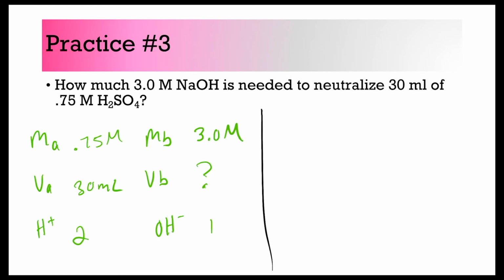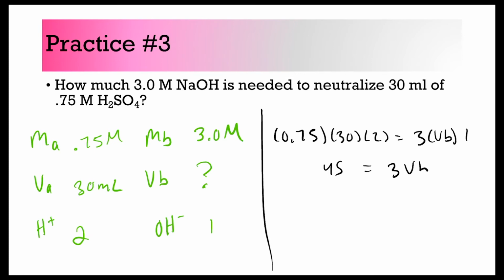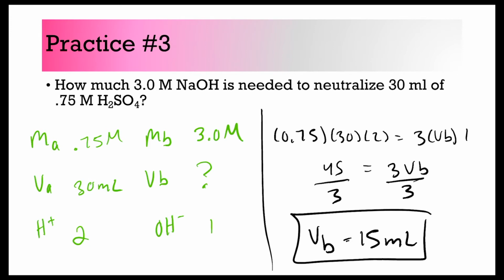So, if we plug stuff in, 0.75 times 30 times 2 equals 3 times Vb times 1. 45, do some math. 45 equals 3 times Vb. In order to get Vb by itself, divide both sides by 3. So the volume of your base is equal to 15 milliliters.